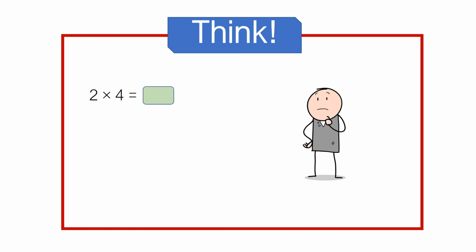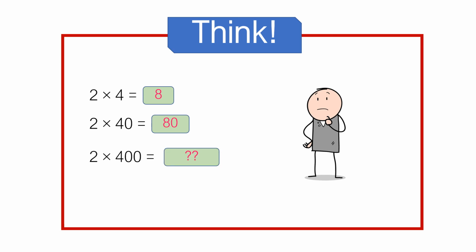If I have 2 times 4, I'll get 8. If I have 2 times 40, I'll get 80. What about if I have 2 times 400? What about if I have 2 times 4,000? So, I want you to share with me your thoughts in our group line.